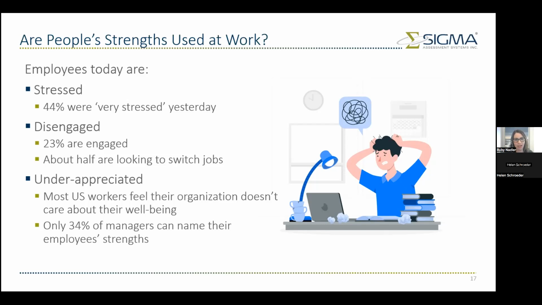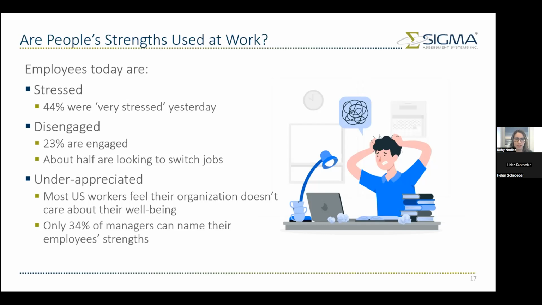And when you look at the reasons why, it's not hard to see, right? There's a lot of obvious reasons. And one thing that stood out to me is that a lot of workers feel that their organization doesn't care about their well-being. So obviously that can hurt your engagement, and that's part of why people are stressed.